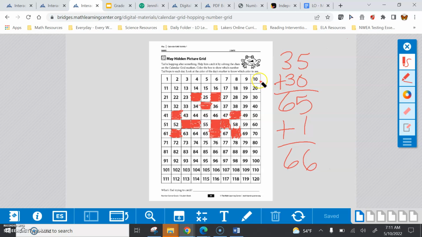How do you do that? You would go 10, 20, 30, 40, 50, 60, 70, 80, 90, 100, 110, 120. And then try to skip count backwards, starting at 120 and going all the way back up to 10. I know you can do it. I believe in you. Off you go.